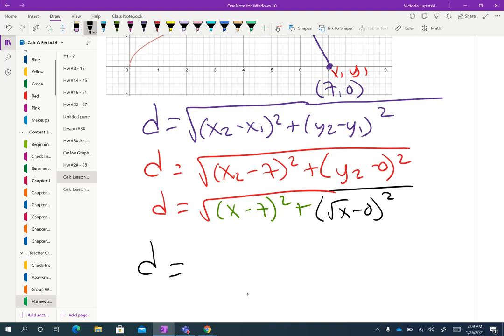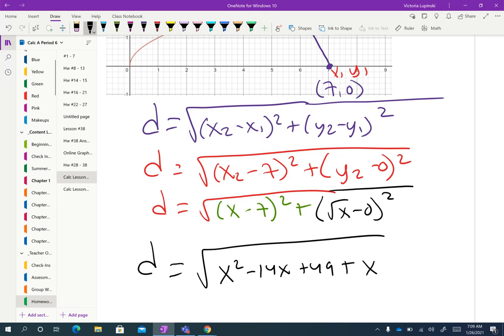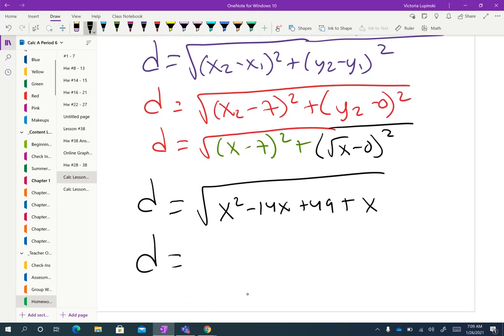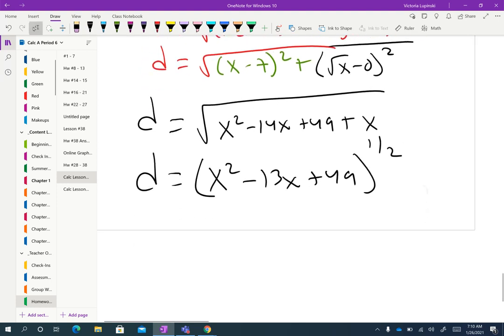So go ahead and FOIL. X minus 7 squared gives me x squared minus 14x plus 49. Plus, the second parentheses is nice because the square root of x minus 0 is just the square root of x. And if you square the square root of x, you actually just get x. So that means that my distance is going to be x squared minus 13x plus 49. And instead of writing that as a square root, I'm just going to write it to the 1/2 power.